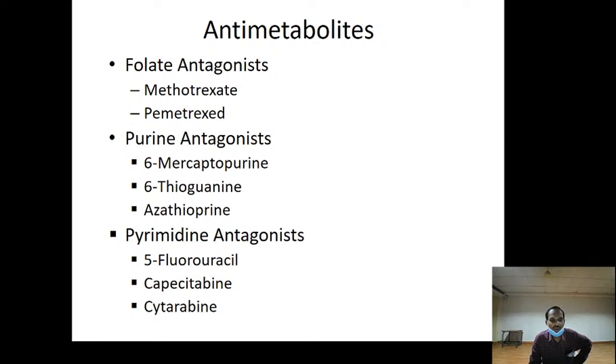Then all these antimetabolites, which inhibit dihydrofolate reductase enzyme: methotrexate, and pemetrexed, little different than methotrexate because pemetrexed directly inhibits thymidylate synthase more. Methotrexate also inhibits thymidylate synthase, but methotrexate inhibits primarily dihydrofolate reductase, less amount of thymidylate synthase. Pemetrexed primarily inhibits thymidylate synthase, to some extent dihydrofolate reductase. Then purine antagonists like mercaptopurine, thioguanine, azathioprine, and then the pyrimidine antagonists 5-fluorouracil, capecitabine, cytarabine. Capecitabine can be given orally, 5-fluorouracil parenterally.